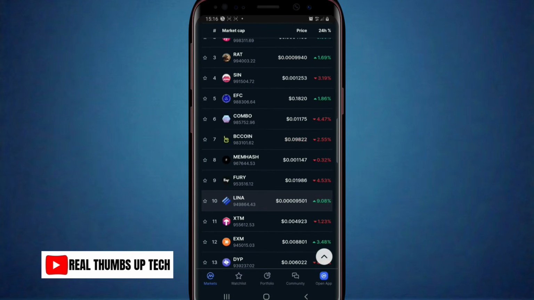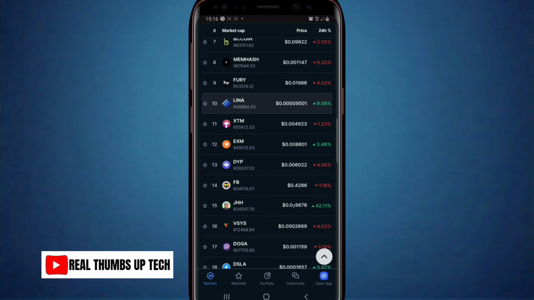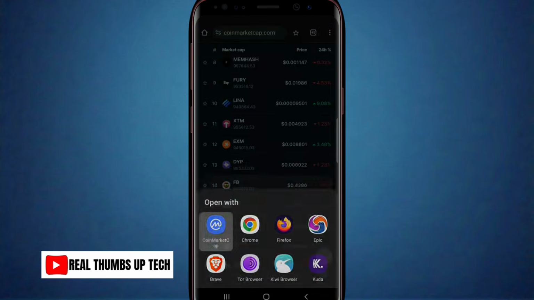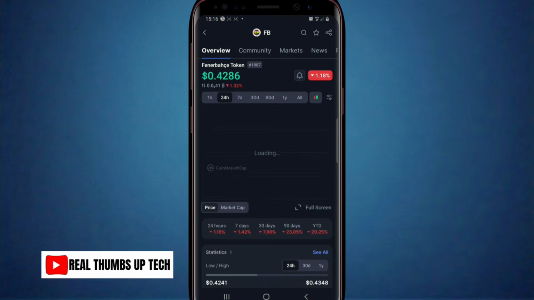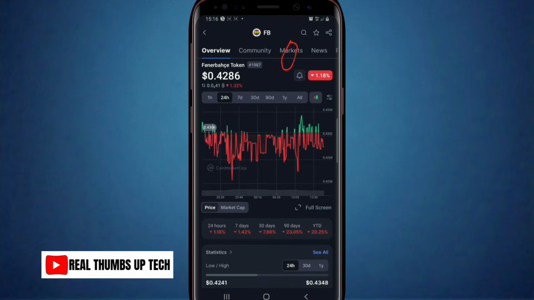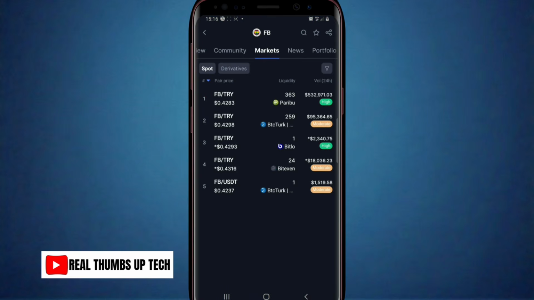Okay, now you can see the coins here, right? Let's now go over to one of the coins, for example. Which one is FB again? Okay, let me tap on this FB. You go over to markets. What happened here? It's only available on, which one is Paribu? Paribu, BTC Turk, Bitlo, BitExen.